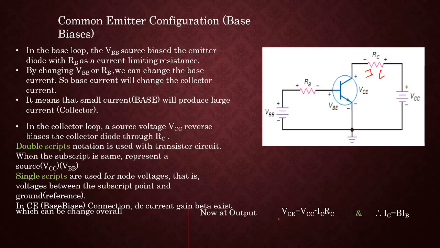So in order to calculate the output voltage, we can write VCE equals VCC minus IC into RC. Whenever the collector current is more, the drop is going to be higher. Since the collector current will be more, the VCE voltage goes in the negative direction. For that reason we can say that it produces a phase shift of 180 degrees.